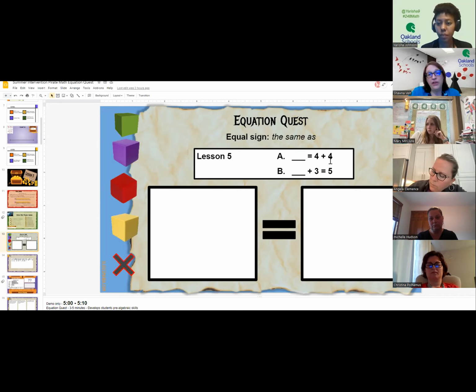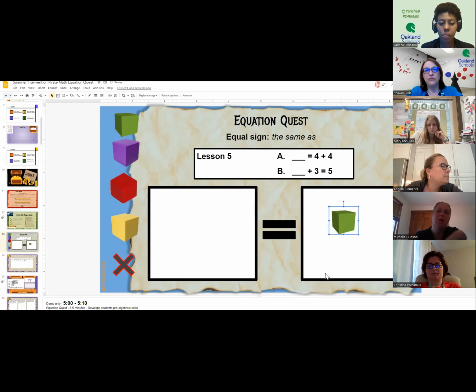If you print out the Equation Quest activities, they're going to tell you to use some small cubes or countable materials to actually build the equation on both sides. And then they're going to give you the wording to make sure that students are reading. How many is the same as 4 plus 4? And then we're building. If you're doing it digitally, you'll be able to drag these over. So you can actually build the digital version of it. Way quicker to do hands-on.